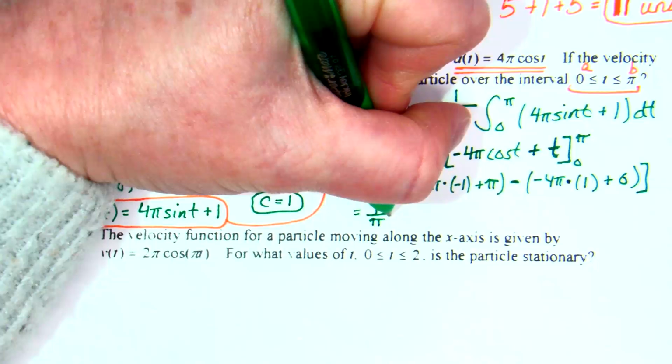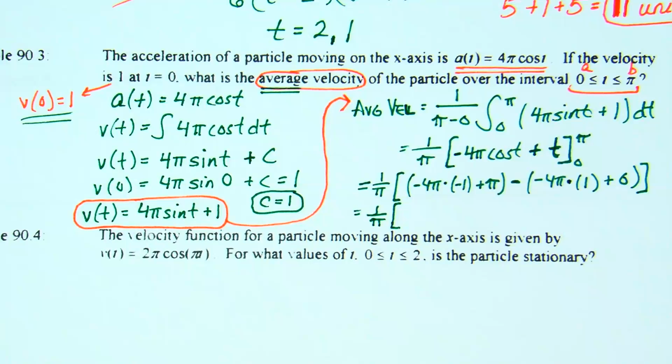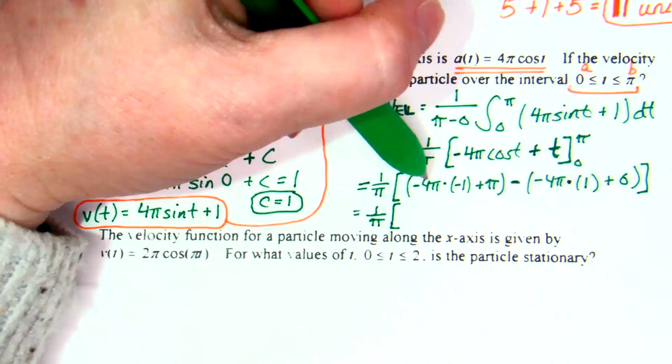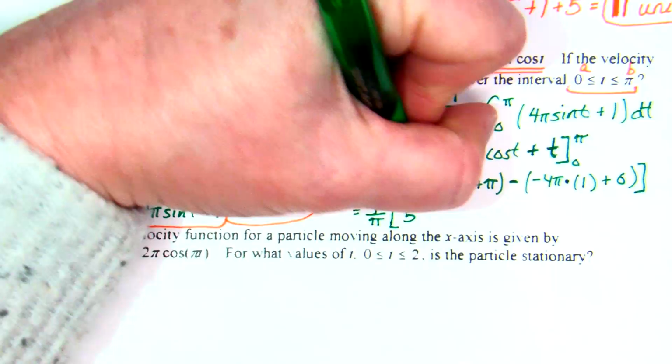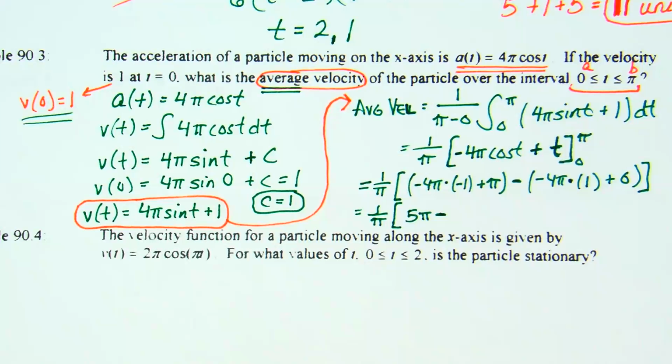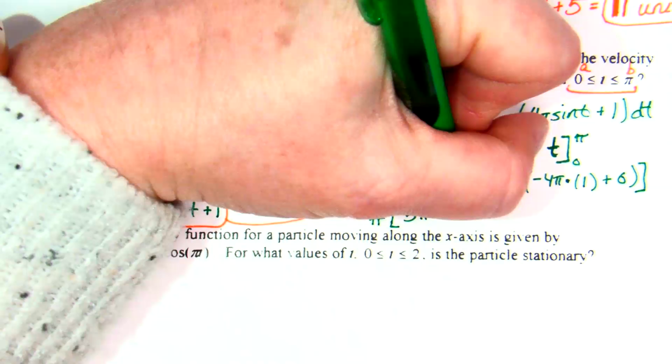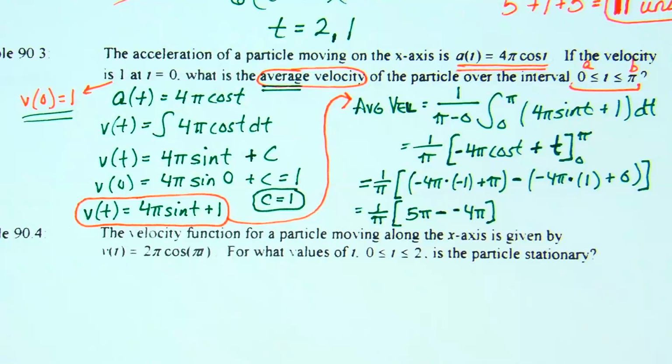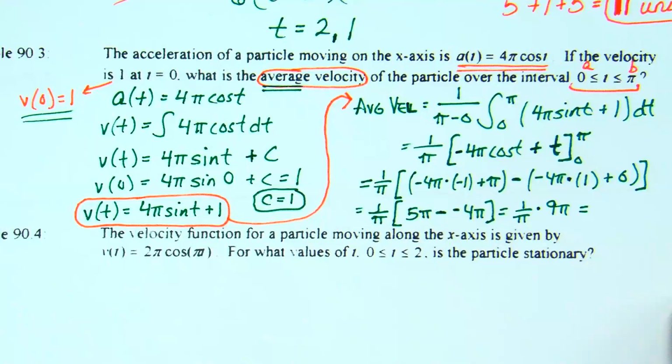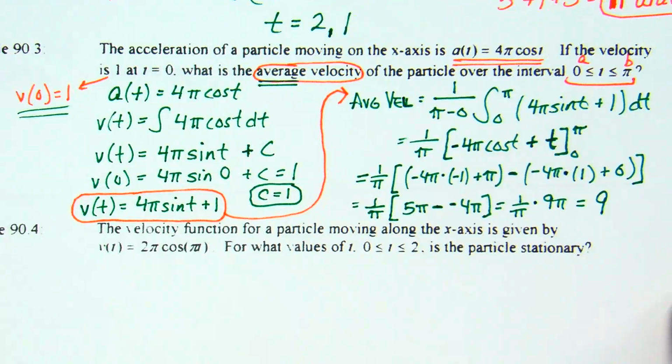In my bracket, I still have 1 over pi out front. Here I end up with negative 4 pi times negative 1, so 4 pi plus pi, which is 5 pi, minus negative 4 pi times 1, which is minus 4 pi. So 5 pi minus negative 4 pi. So we're going to have 1 over pi times 9 pi, which just becomes 9.